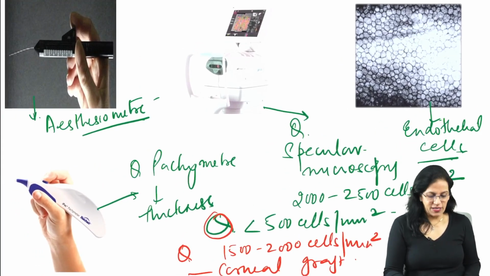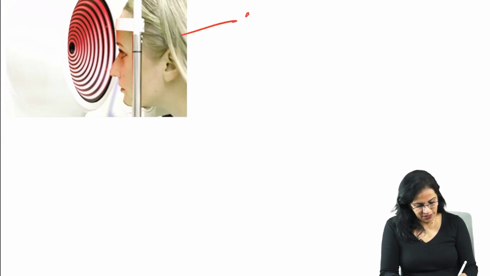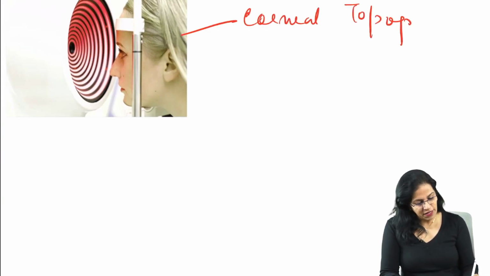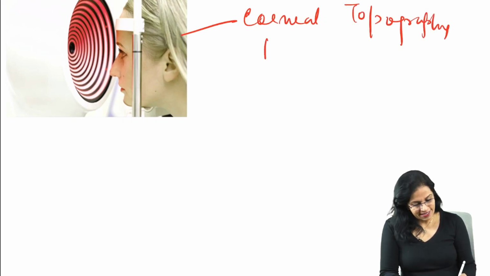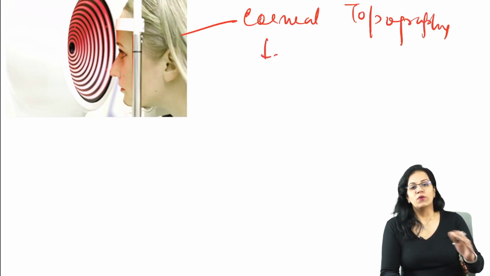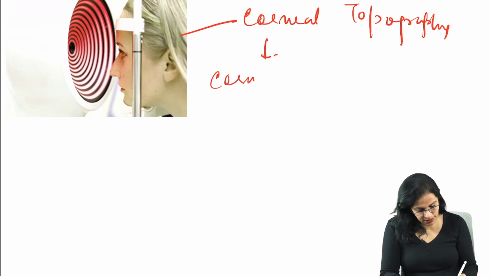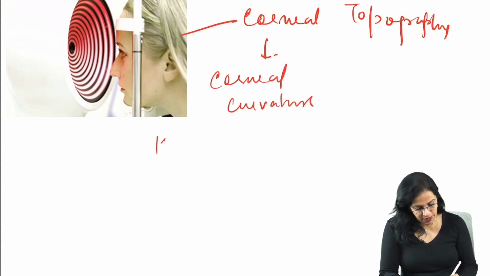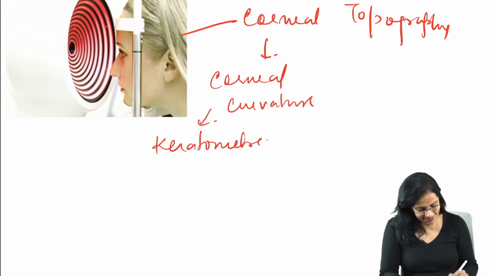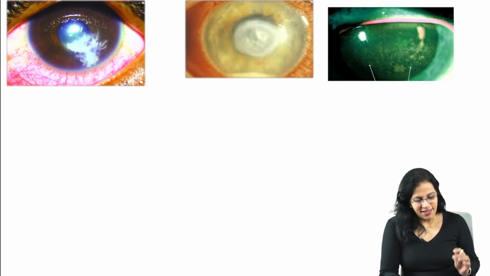Got it? Okay. What is the next slide showing you? This is what? This is your corneal topography. So what does corneal topography do? We all know corneal topography is for corneal curvature, right? To scan the whole surface of the cornea, it measures the corneal curvature. Which other instrument can measure the corneal curvature? We will remember keratometer, right? So another instrument is keratometer. Okay, come to this one.